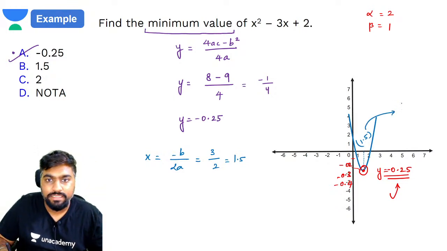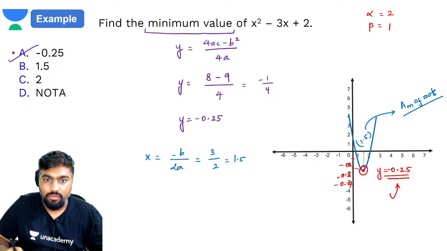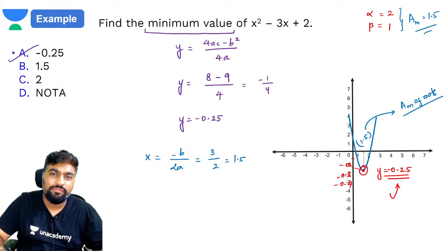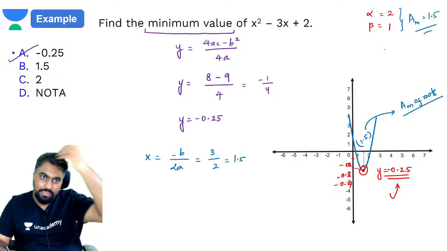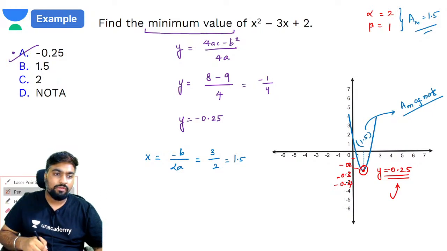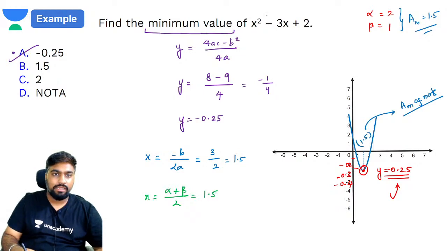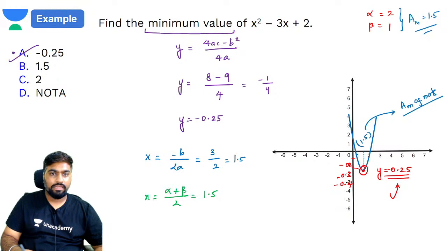Which is basically what? This 1.5 is basically the arithmetic mean of the roots. Do you agree? If I add 1 and 2 and divide by 2, if I take the arithmetic mean of 1 and 2, what do I get? Arithmetic mean will be 1.5. So for simple functions like this, instead of doing this, you can also do that. If you have found the roots, just directly plug in the x value as alpha plus beta by 2, which will give us 1.5. If I plug that in here, I'll get the y value. Just plug in 1.5 here, you will get the y value.